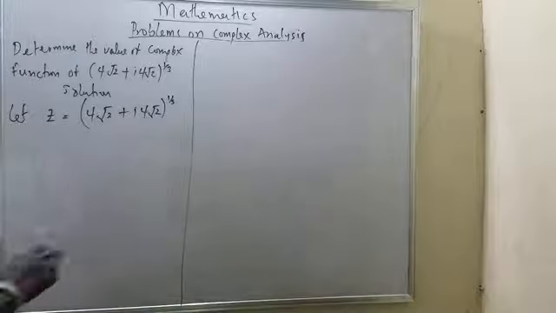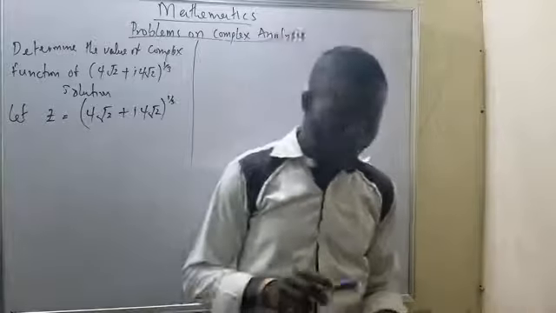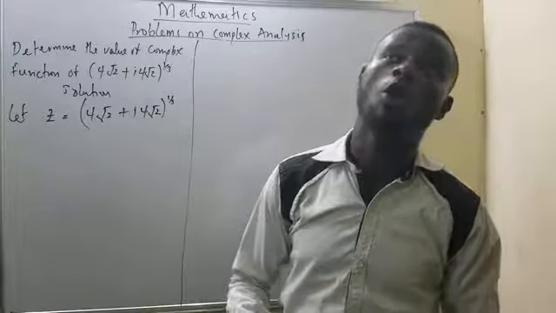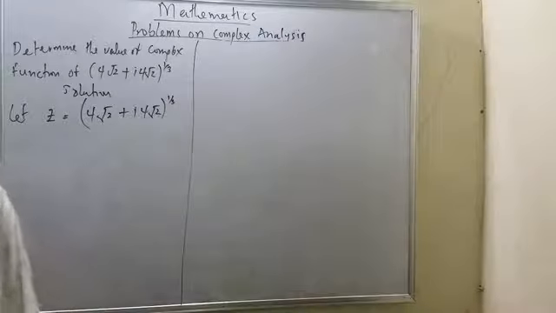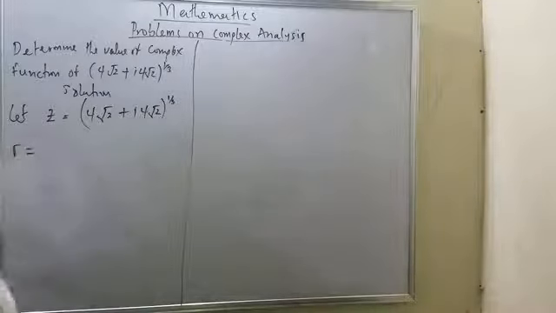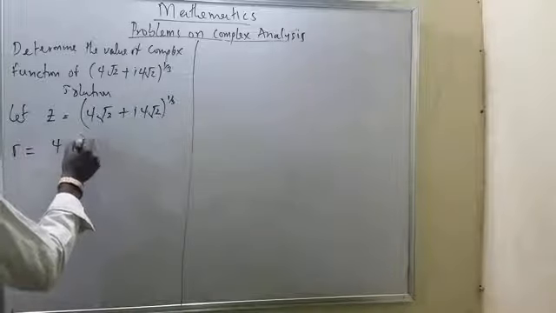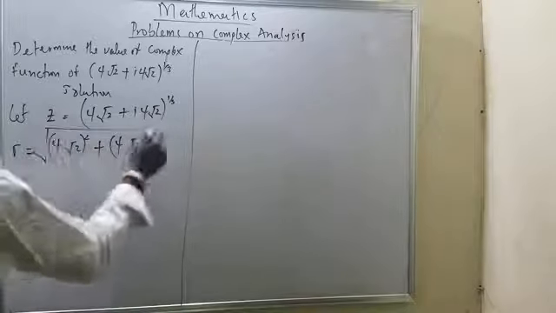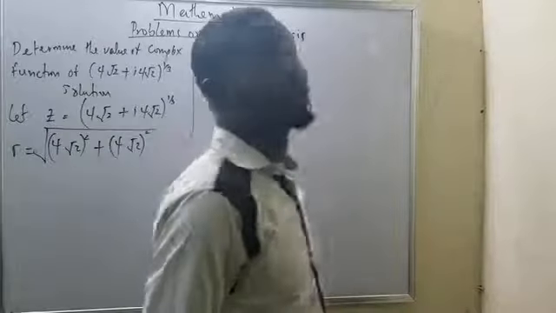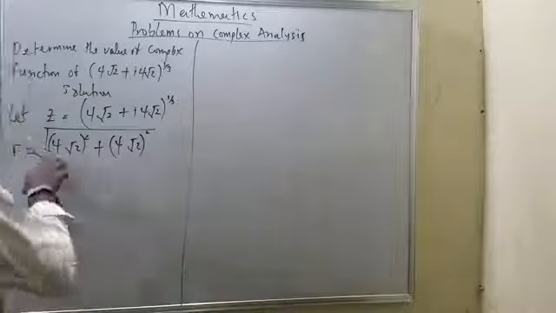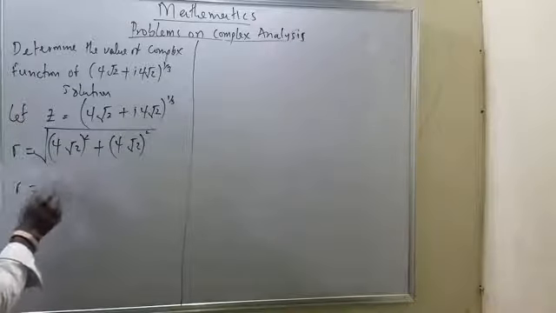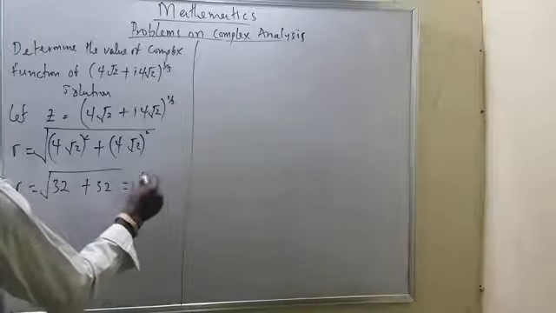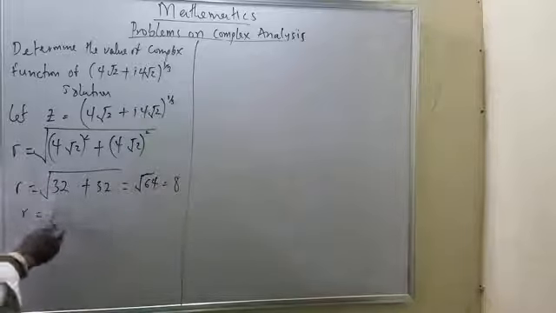Now I can generate my r, which is my radius, and my angle, so I can move towards the exponential or polar form. The radius r equals the square root of 4 root 2 squared plus 4 root 2 squared. Using Pythagoras' theorem, 4 root 2 squared is 16 times 2, which is 32. So r equals the square root of 32 plus 32, which is root 64, and root 64 equals 8. So r equals 8.